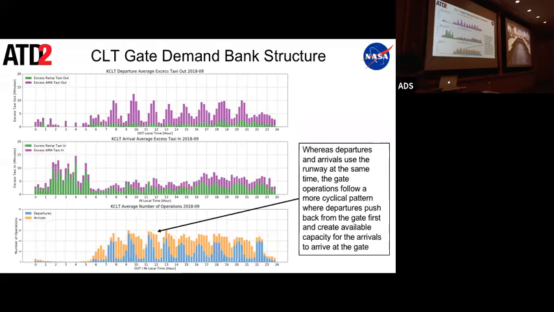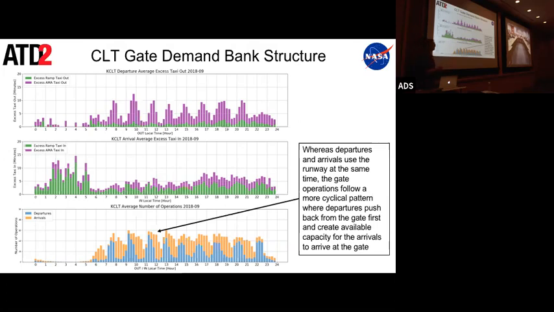Similarly, as I had mentioned, that was the runway-centric view. So you can take another view of the Charlotte operations, and you can say, well, I want to place an aircraft in my 15-minute bucket not when it uses the runway, but instead when it either pushes back from the gate or arrives at the gate. So this is more of a gate-centric view of the operations at Charlotte.